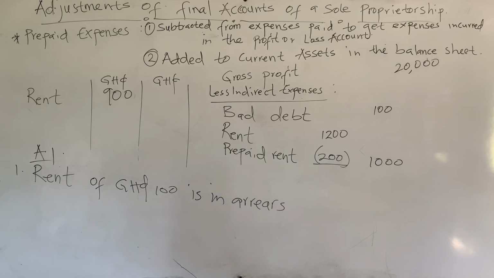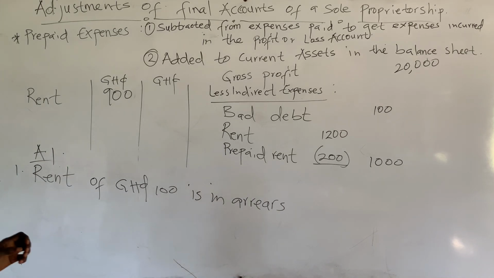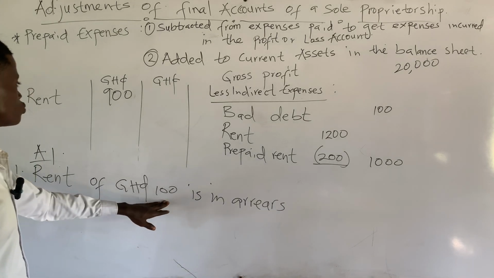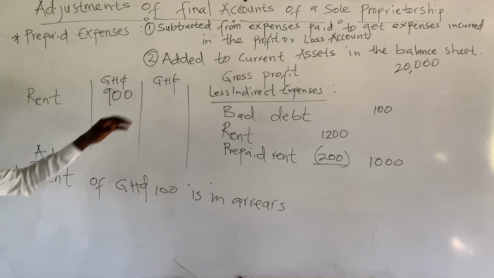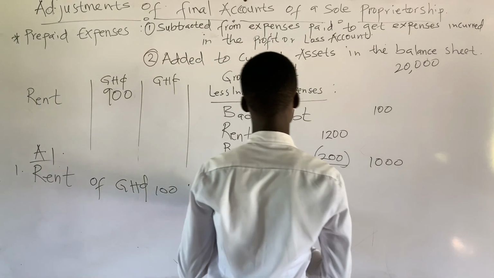So the first treatment of expenses owings is that the rent expenses which remains unpaid will first be added to the one paid in the statement of profit or loss account to get your expenses incurred. So to get your rent expenses incurred, you add this 100 cedis to the 900 cedis in the statement of profit or loss account. So let's go back to our statement of profit or loss account.